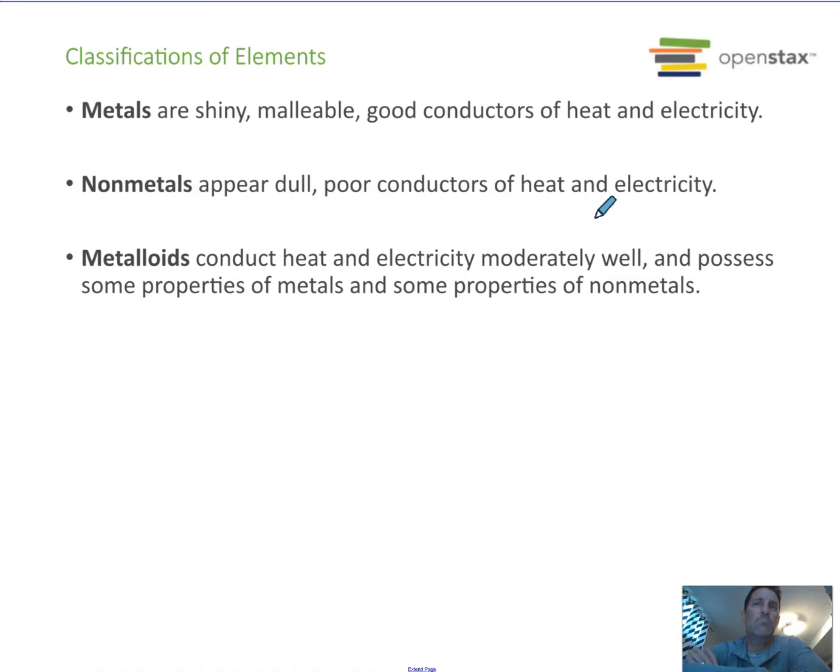Metals are shiny, malleable, and good conductors of heat and electricity. Malleable means that they bend instead of break, so if I hit a metal with a hammer, it will dent. It usually will not shatter. Nonmetals are brittle, so they'll shatter if you hit them with a hammer. They appear dull, and they are not good conductors of heat or electricity. Metalloids kind of live in between, so they do both moderately well, but they have some properties of metals and some properties of nonmetals.